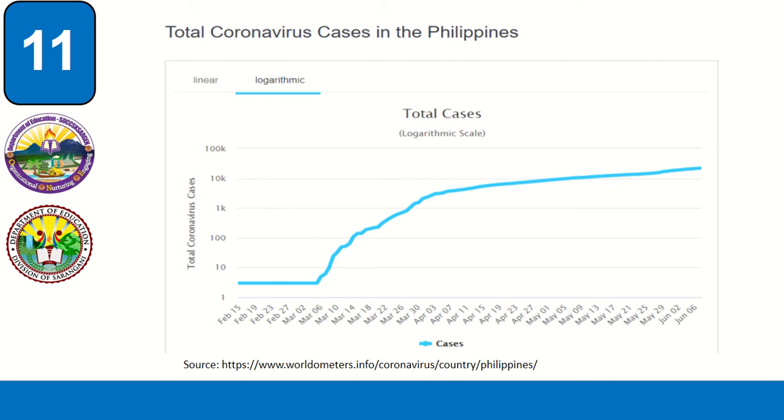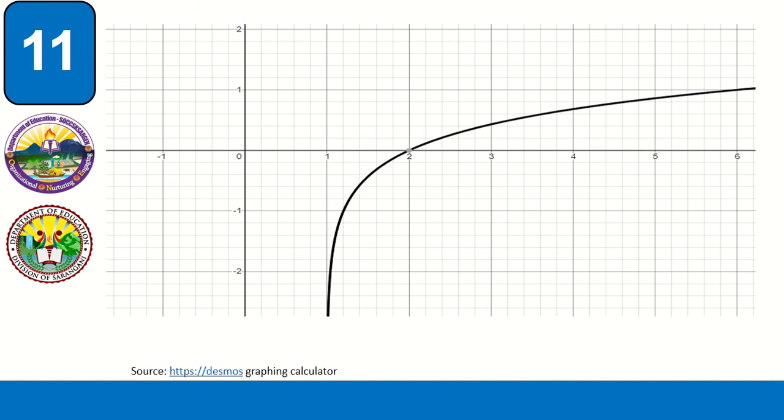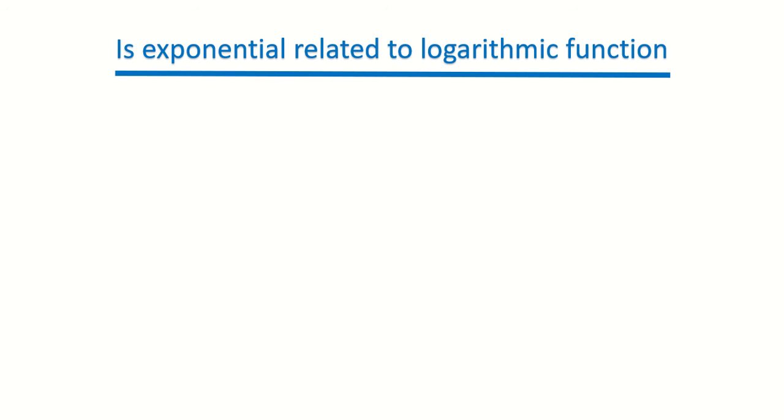Where is the flattening of the curve in this graph? Did we achieve the flattening of the curve? If so, where is it? So this graph is the same as this graph. And to understand the coronavirus cases in the Philippines, we need to understand this graph. So this topic is quite important for us to give some view to the students and the parents about what happens using the graph. This is the first.